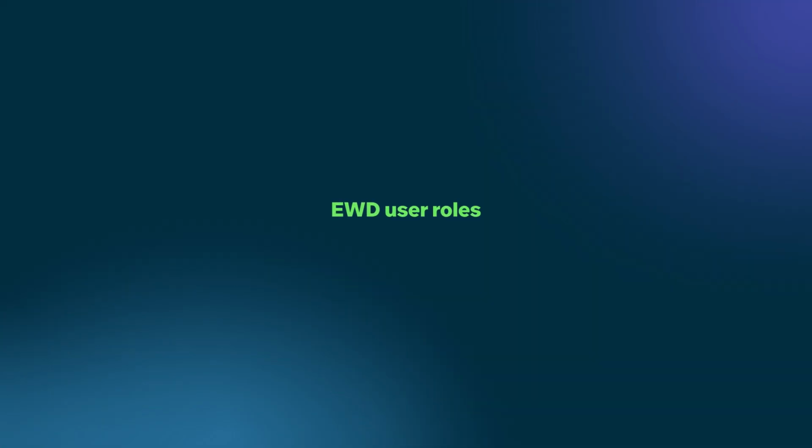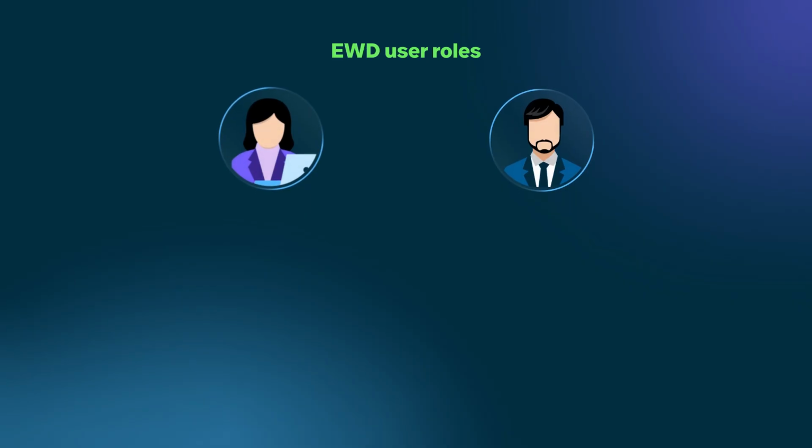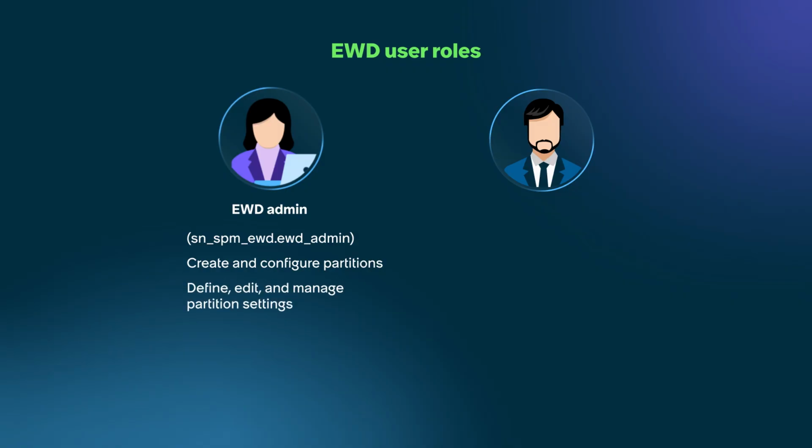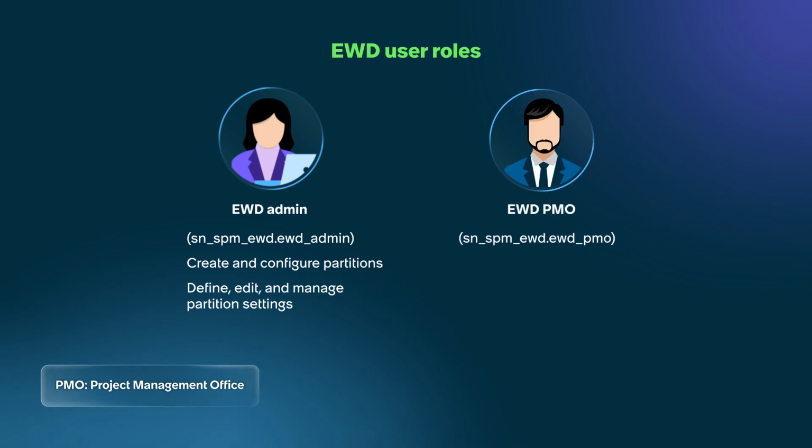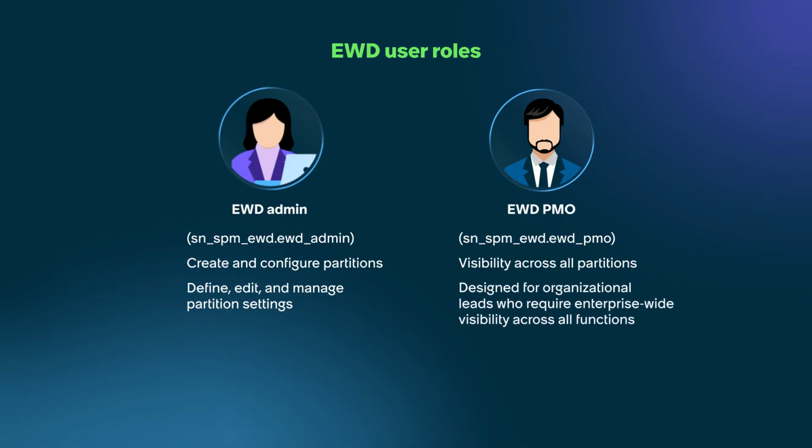EWD includes two roles that govern partition creation, access, and record visibility. The EWD admin role is required for creating and configuring partitions. Users with this role can define, edit, and manage partition settings. The EWD PMO role grants visibility across all partitions, regardless of which specific partition roles are assigned. This role is designed for organizational leads, for example, project management office users, who require enterprise-wide visibility across all functions.